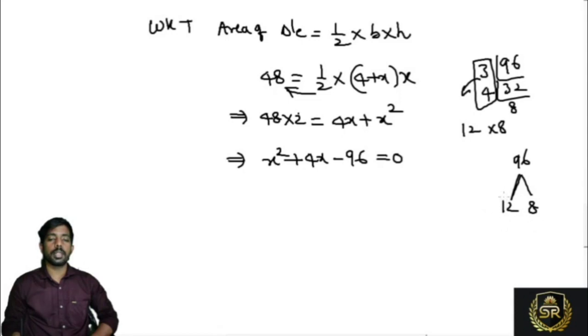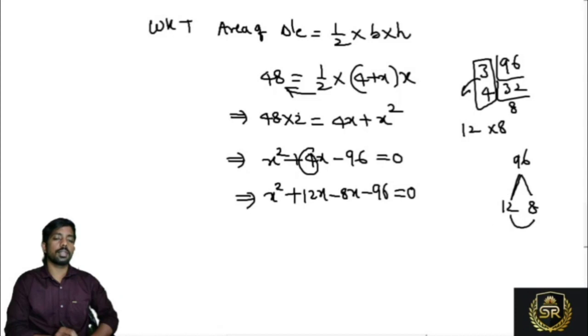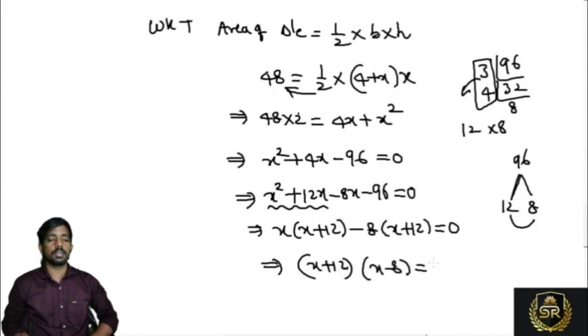If I subtract 12 minus 8, I get 4, right? So I am writing x square plus 12x minus 8x minus 96 is equal to 0. We are splitting the middle term in such a way that 12 minus 8 is 4 and 12 into 8 is 96. So this is the factorization method. From here take x common, x remains because degree 2 is there, so x plus 12, minus 8 take common, x plus 12 equals 0. And from here, x plus 12 common, x minus 8 equals 0.